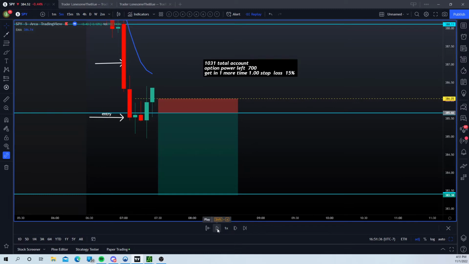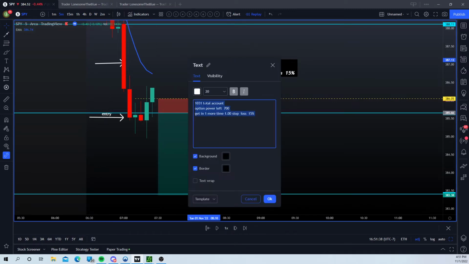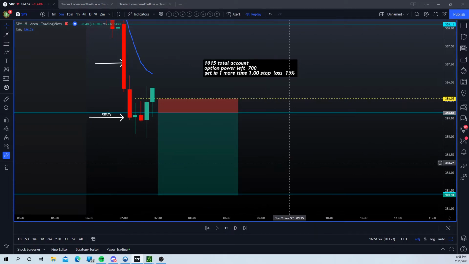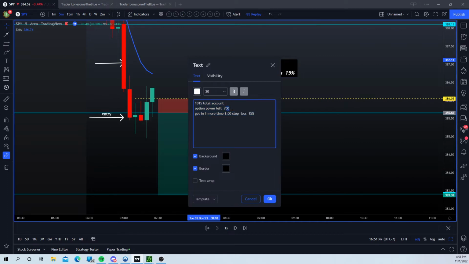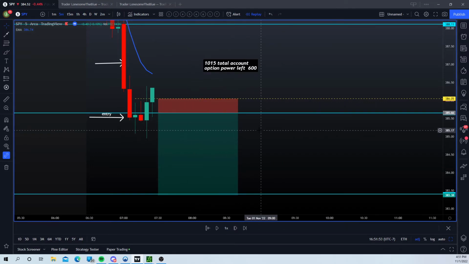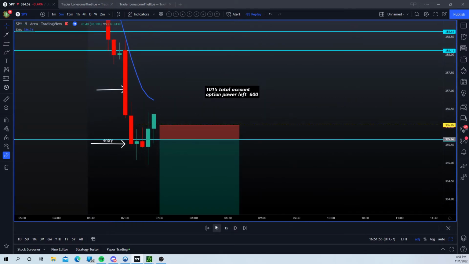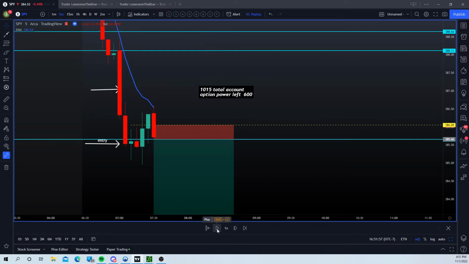So even if it hits your stop, there you go. Now your account's at 10.15. Fine, it hit our stop. 10.15 if you didn't take profits. You're still green on the day, and you still have 600 option power left. See that? There you go. 600 option power left. And now we just wait for a rejection.